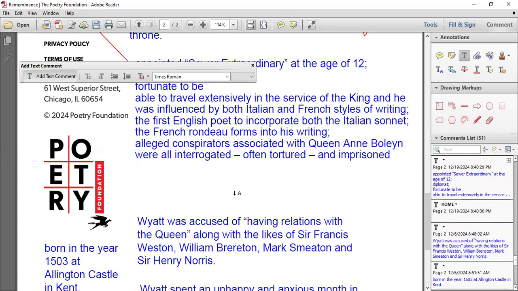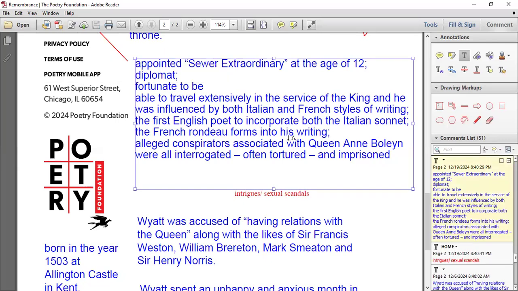And we call it sexual scandals. Intrigues or sexual scandals. He was one of the lovers of Queen Anne Boleyn, who was the second wife of King Henry VIII. Because he had an affair along with many other names.